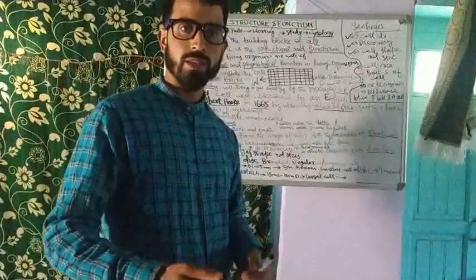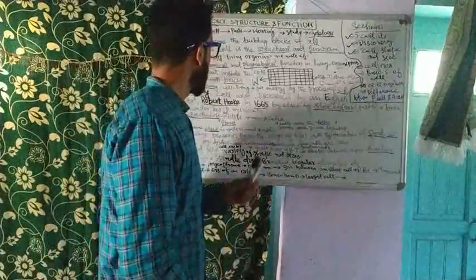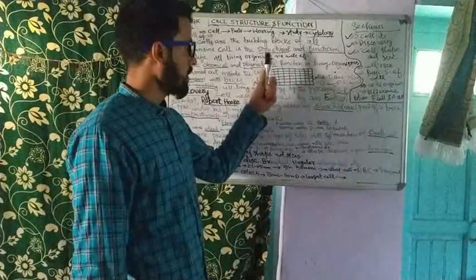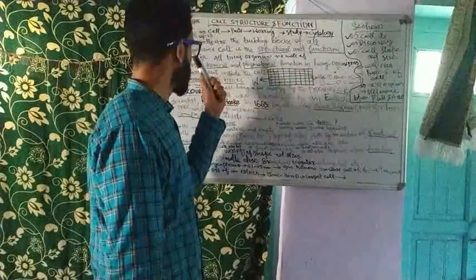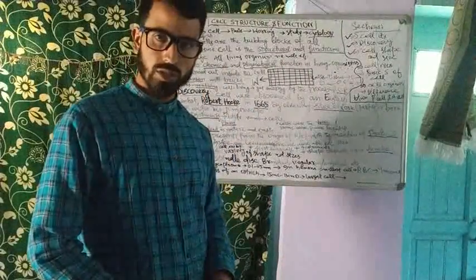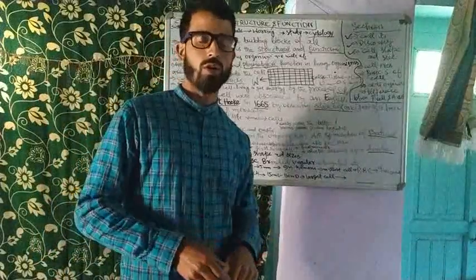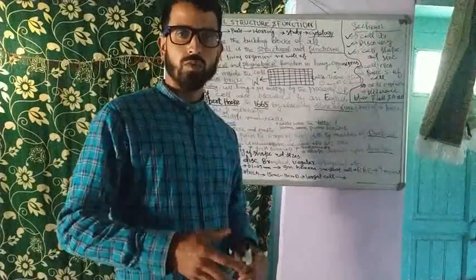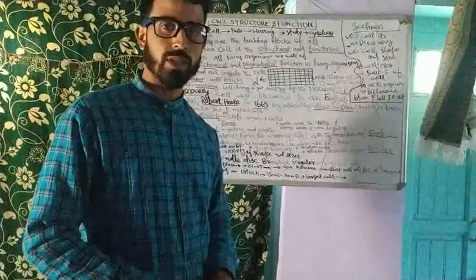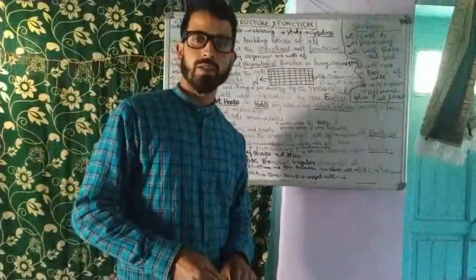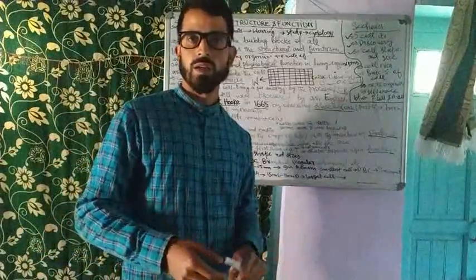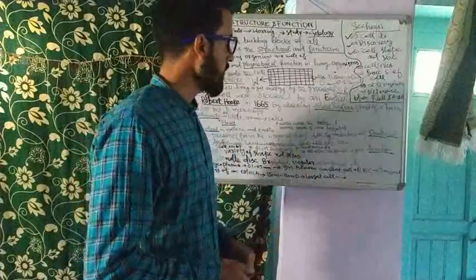If you have to define the cell, you can define it as: cell is the structural and functional unit of life. Cell is structural, as it gives a particular structure to an organism, and also functional, as it makes it functional. All the life functions are carried out inside the cells.